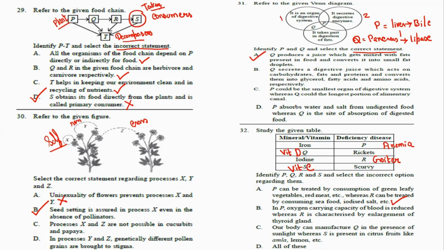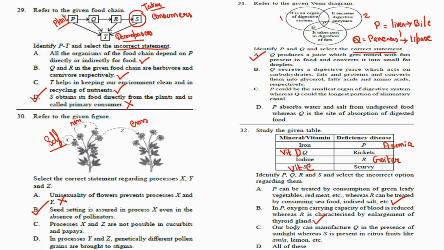The second says in P, oxygen carrying capacity of blood is reduced, right? If a person is suffering from anemia, definitely the number of RBCs will be less. In RBCs, hemoglobin is present that carries oxygen, so the oxygen carrying capacity will be reduced. And R is characterized by enlargement of the thyroid gland. Yes, goiter is the disease where the thyroid gland gets enlarged. So this is also the correct statement.